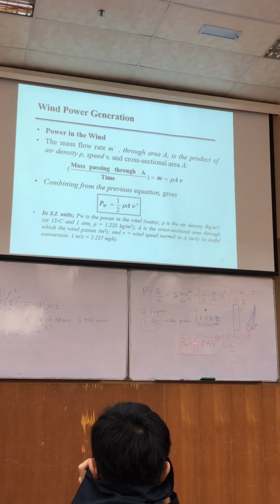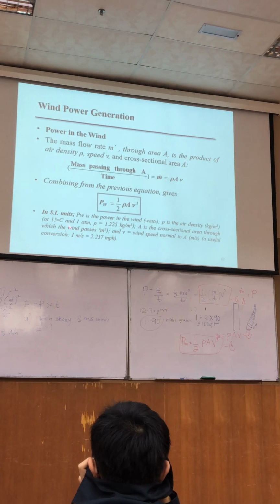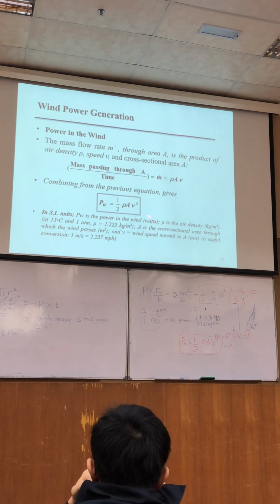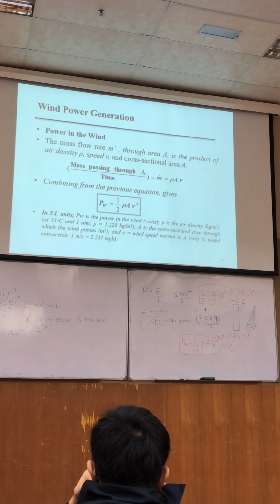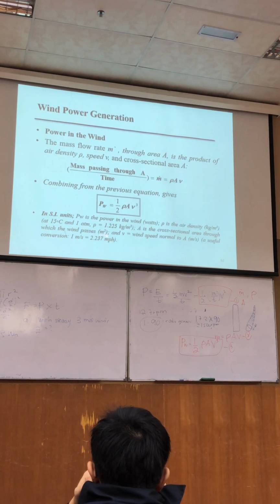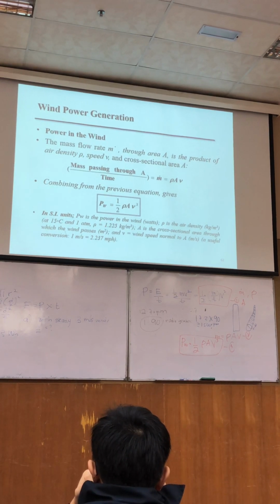Equation 3: the power of the turbine equals half multiplied by rho, the density of the air, multiplied by the area, and then multiplied by v to the power of 3. So in SI units, standard international units, P_W is the power in the wind, which we measure in watts. The density of the air, in kilogram per meter cube, is normally, at 15 degrees Celsius and 1 atmospheric pressure, rho equal to 1.225 kilogram per meter cube. This is the fixed value.